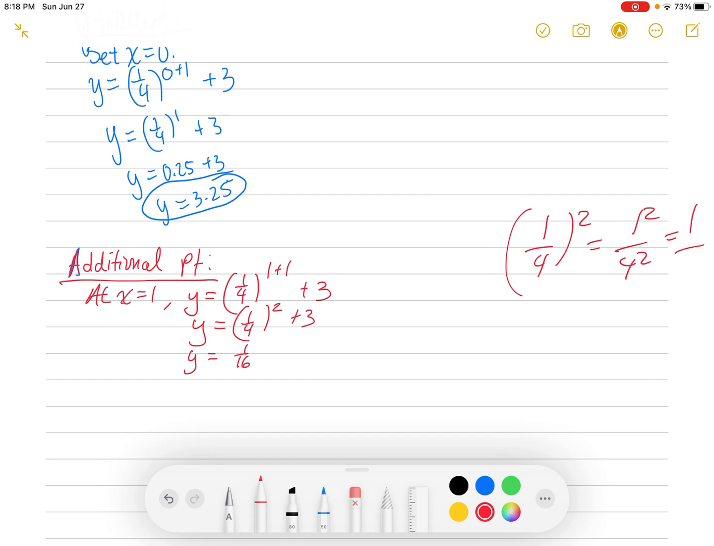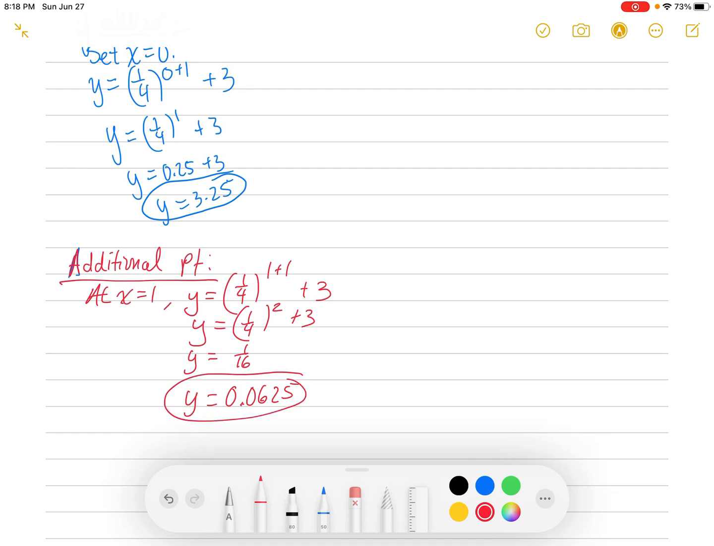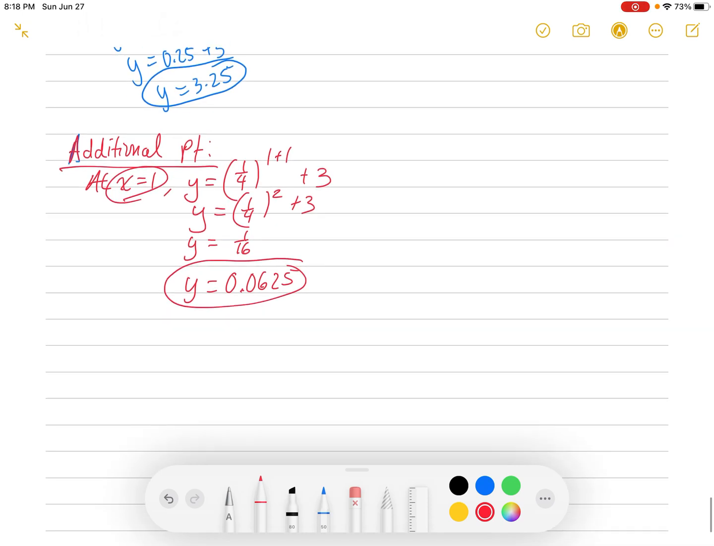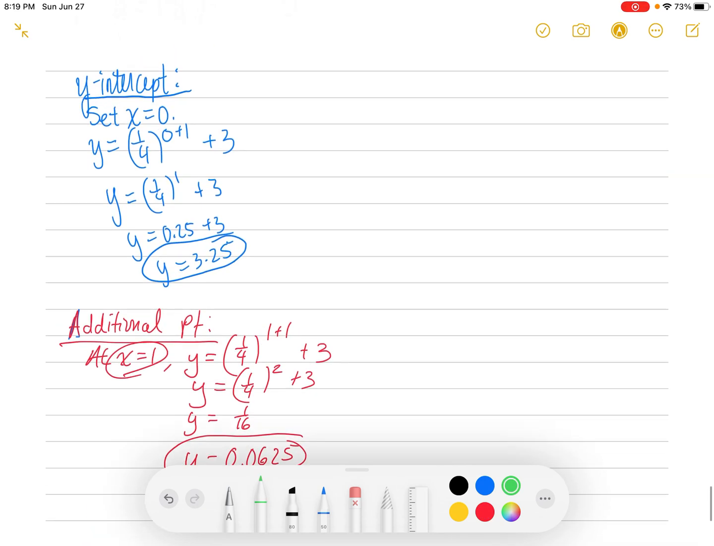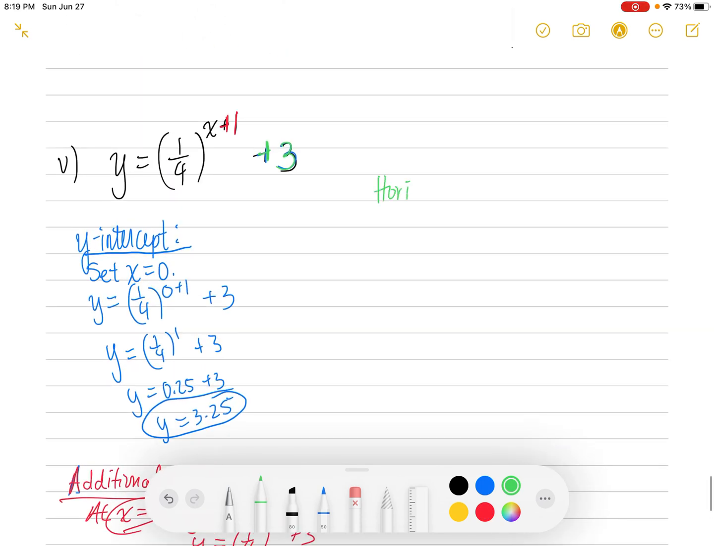Or you could square the top. 1 squared is 1 and square the bottom, right? Let's think about this. 1/4 squared. It's 1 squared on top, 4 squared on bottom. So on top you have 1 squared is 1, on bottom 4 squared is 16. So 1/16. What's another name for 1/16 as a decimal? Let's write it as a decimal. Let me type it in my calculator. 1 divided by 16. It's 0.0625. Very tiny. So when x equals 1, y is 0.0625.